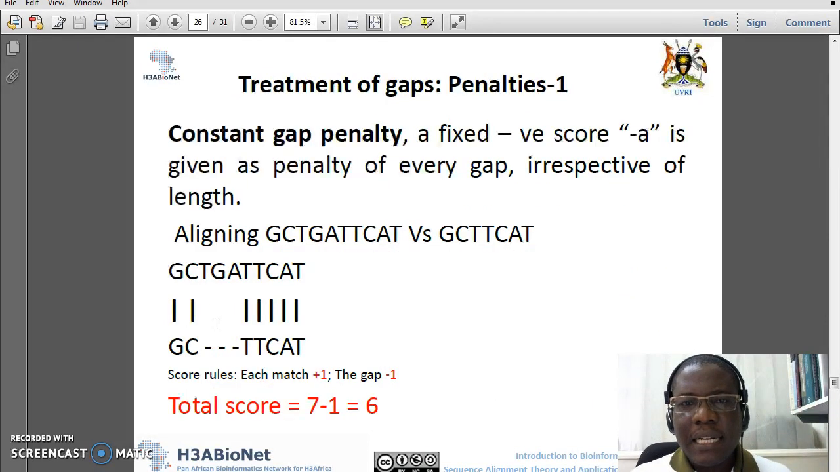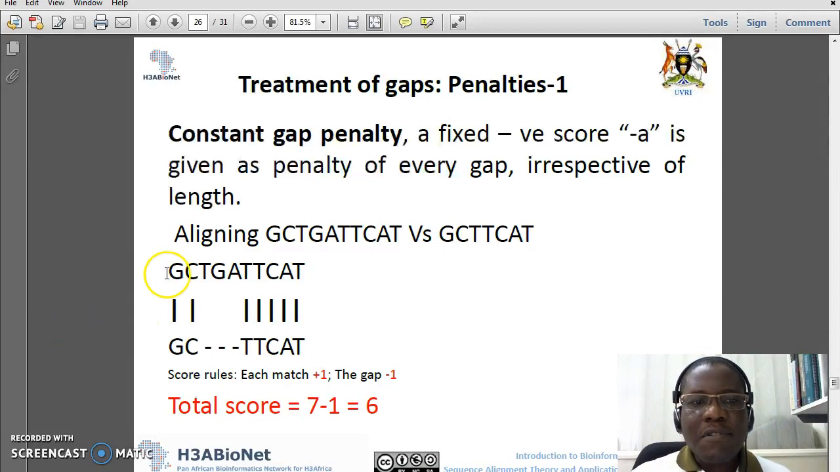Gaps are needed in a global alignment, but they come at a cost, and this is handled variably. One way is to introduce a constant gap penalty. This is a fixed negative score that's given at every gap, irrespective of the length.